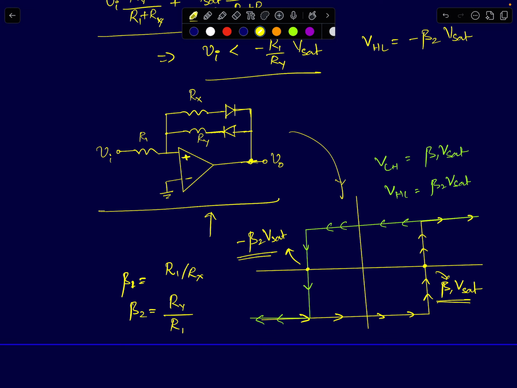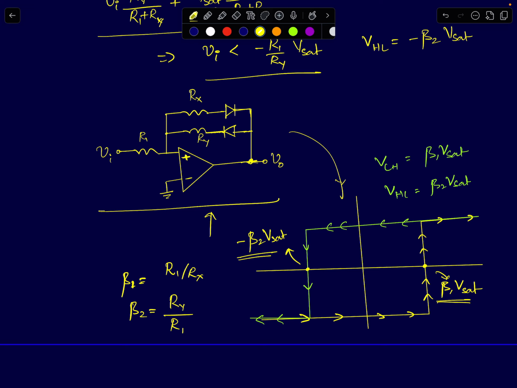Now the next question is, is this the only way we can realize asymmetric threshold voltages? The answer is no. We can realize them in other ways as well. One quick way: if, mathematically, I just tell you I want to realize asymmetric characteristics, what can you think of?